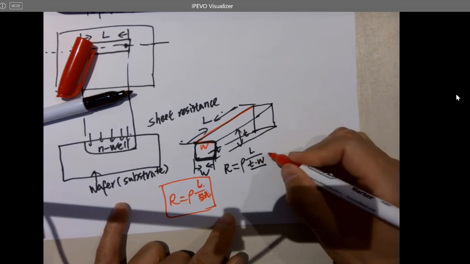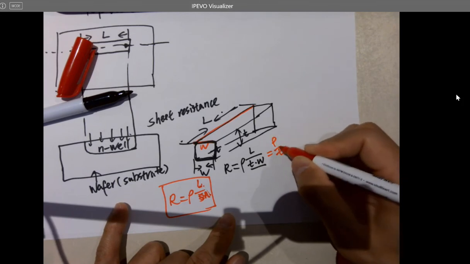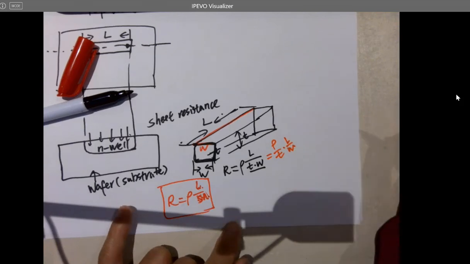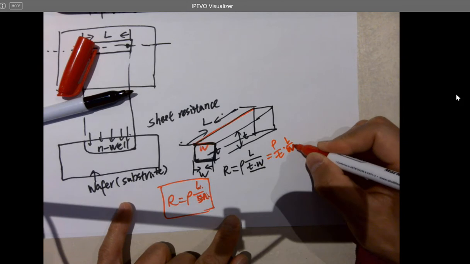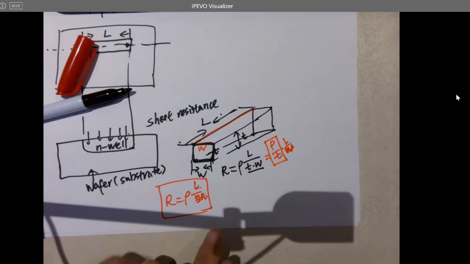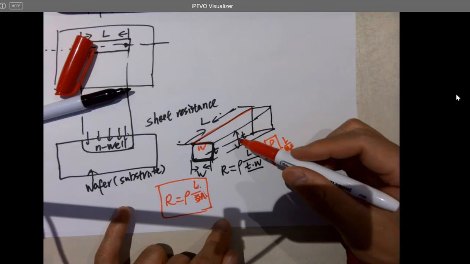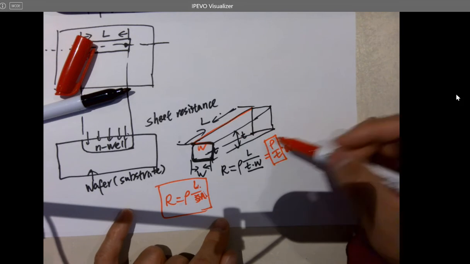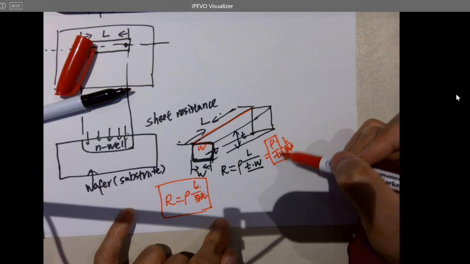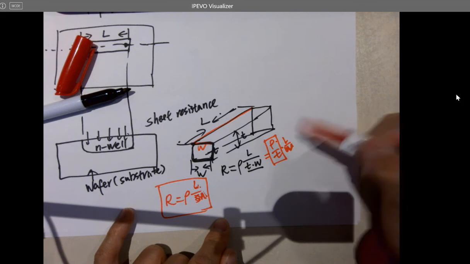And if you convert it into this form, it's also valid. Sorry, this is W. L over W times this constant. Thickness is the same, since it's the same amount of time you heat that material in the furnace. Resistivity is the property of the material, it's not changing. So this is a constant. And L over W will be the resistance.